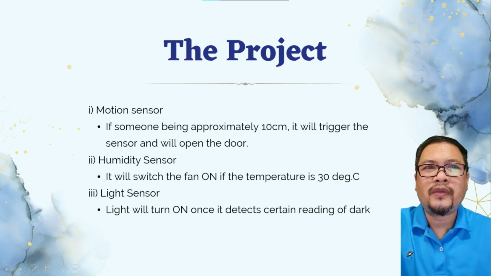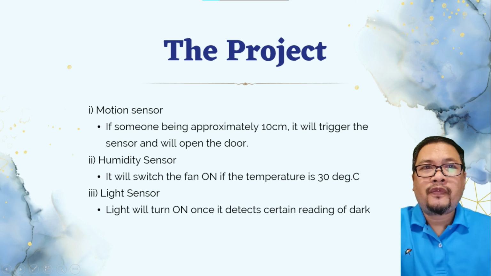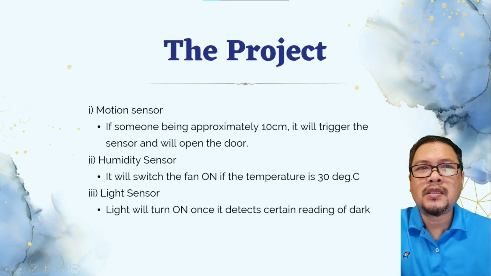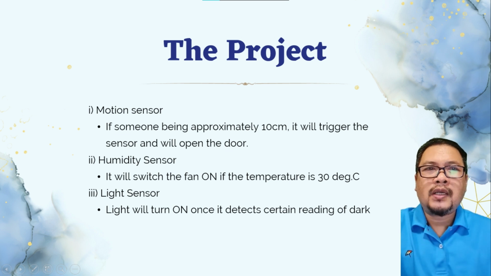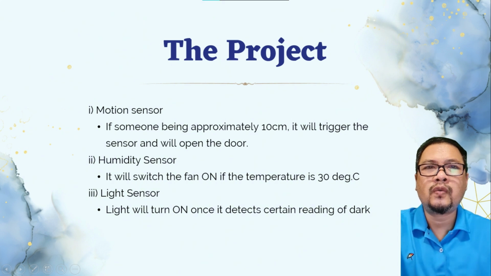When the sensor identifies a certain level of darkness, it triggers the light to turn on. Each of these sensors operate independently, but together they create an integrated system that enhances both comfort and security in the home. Now, I will pass to my team member to continue the presentation.